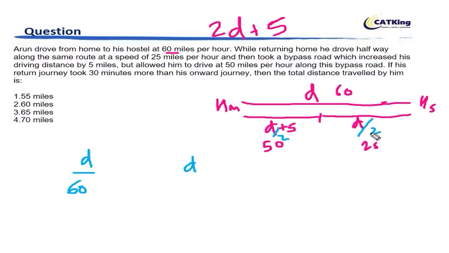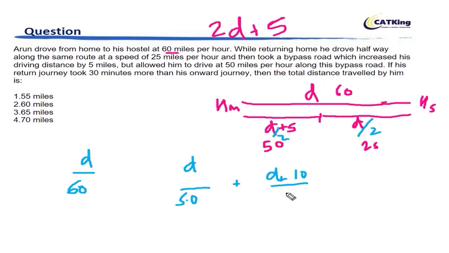So d by 2 plus 5 and d by 2. So d by 2 divided by 25 plus d by 2 plus 5 divided by 50. That's the time taken in the second, return path. So now if I just take it here, this becomes d upon 50, right? And this becomes d by 2 plus 5, this becomes d plus 10 upon 100. So d plus 10 upon 100.